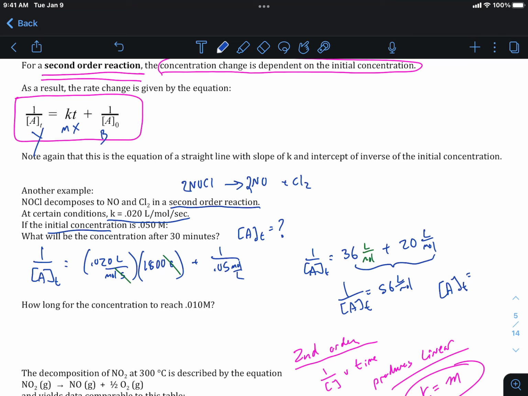Who's got my final concentration here? Angela? 0.01785. Yeah. We'll go with 0.018.